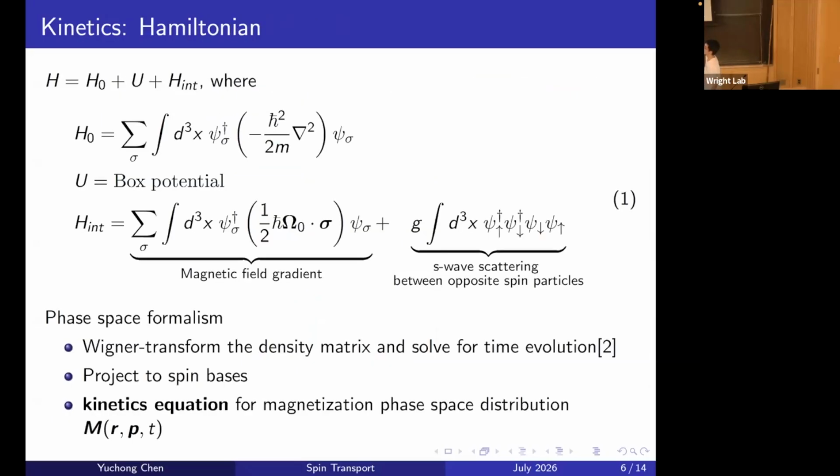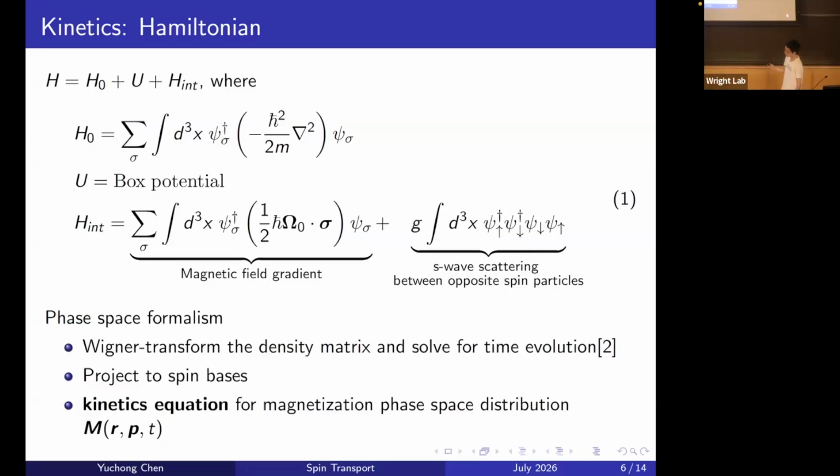So having the qualitative coverage, we can now model this system. The Hamiltonian we'll be using will consist of the kinetic part, which is H naught, as well as the box potential. And finally, we have the interaction part. The interaction part will consist of the magnetic field gradient term, in which case omega naught is proportional to the magnetic field gradient and magnetic field strength and so on, as well as a two-body collision term. The g here is the s-wave scattering strength, and we see that the collision only accounts for collision between spin up and spin down.